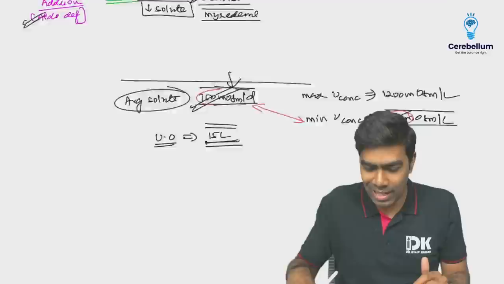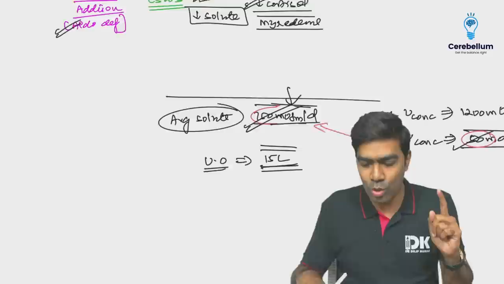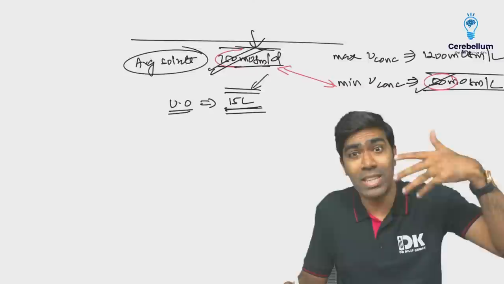Okay, do you understand? Which means your urine output is always linked to your solute intake. So most of the psychogenic polydipsia patients will be drinking more than 15 liters of water. Then only they can develop hyponatremia in the first place.